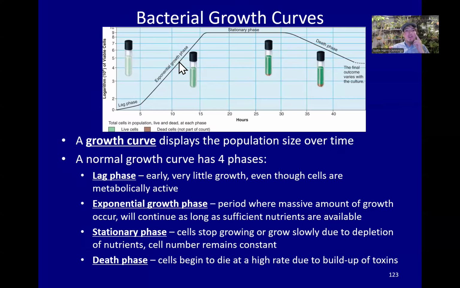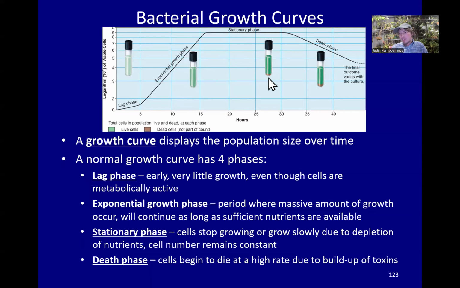And then eventually you're going to start to deplete the nutrients that are available within this tube, and you're going to start to slow your growth rate. And this is going to slow us down into the stationary phase, where we start to have bacteria that are competing for resources. There's a lot less growth happening. There's a little bit of death that's happening.